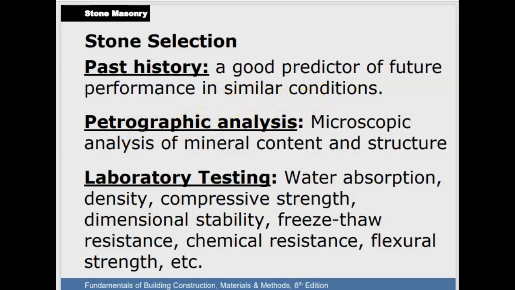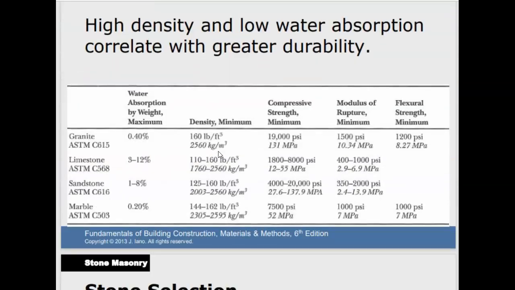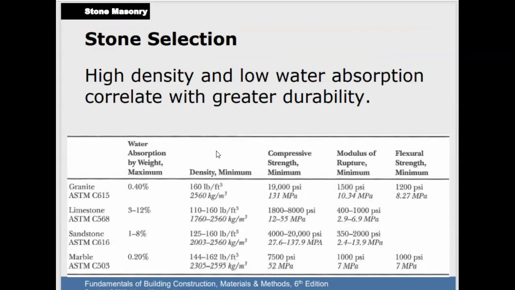You can do petrographic analysis, microscope analysis of mineral content and structure. You can eventually go to laboratory testing, the more sophisticated scientific way, testing for water absorption, density, compressive strength, dimensional stability, freeze-thaw resistance, chemical resistance, flexural resistance, etc. And most likely you'll have to do laboratory testing to get through your codes to prove it, unless it has that long history of use. Stone selection. High density and low water absorption correlate with greater durability.